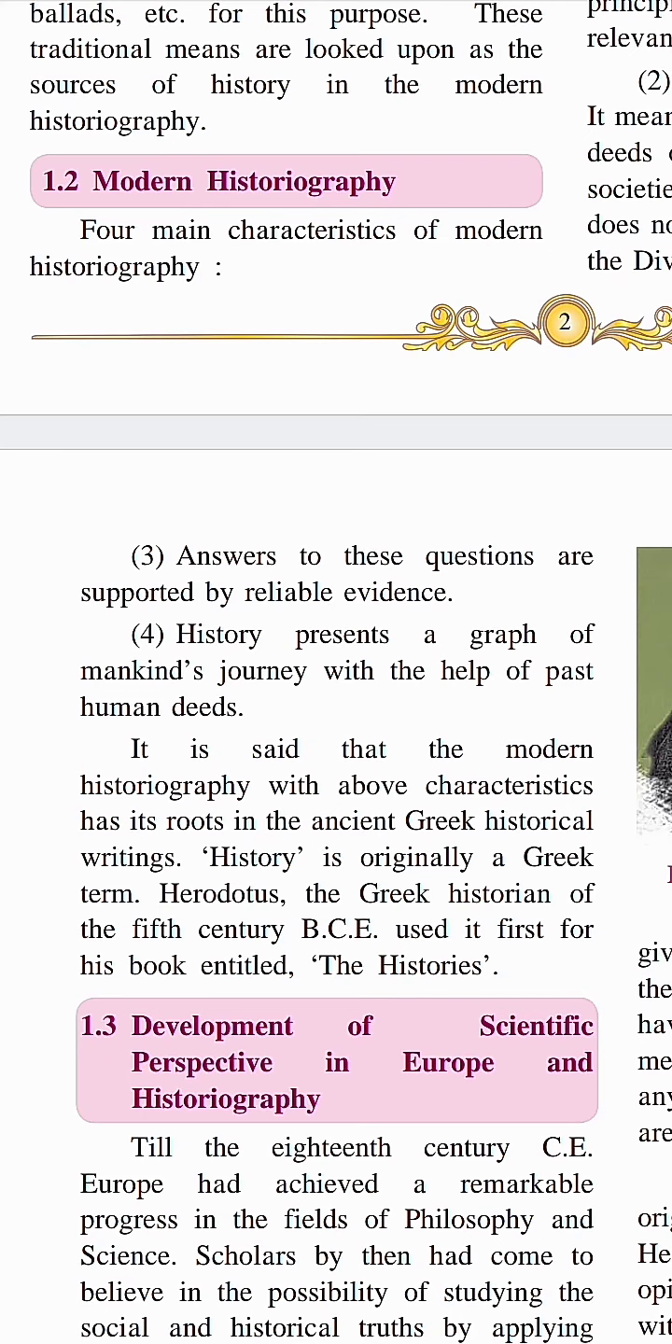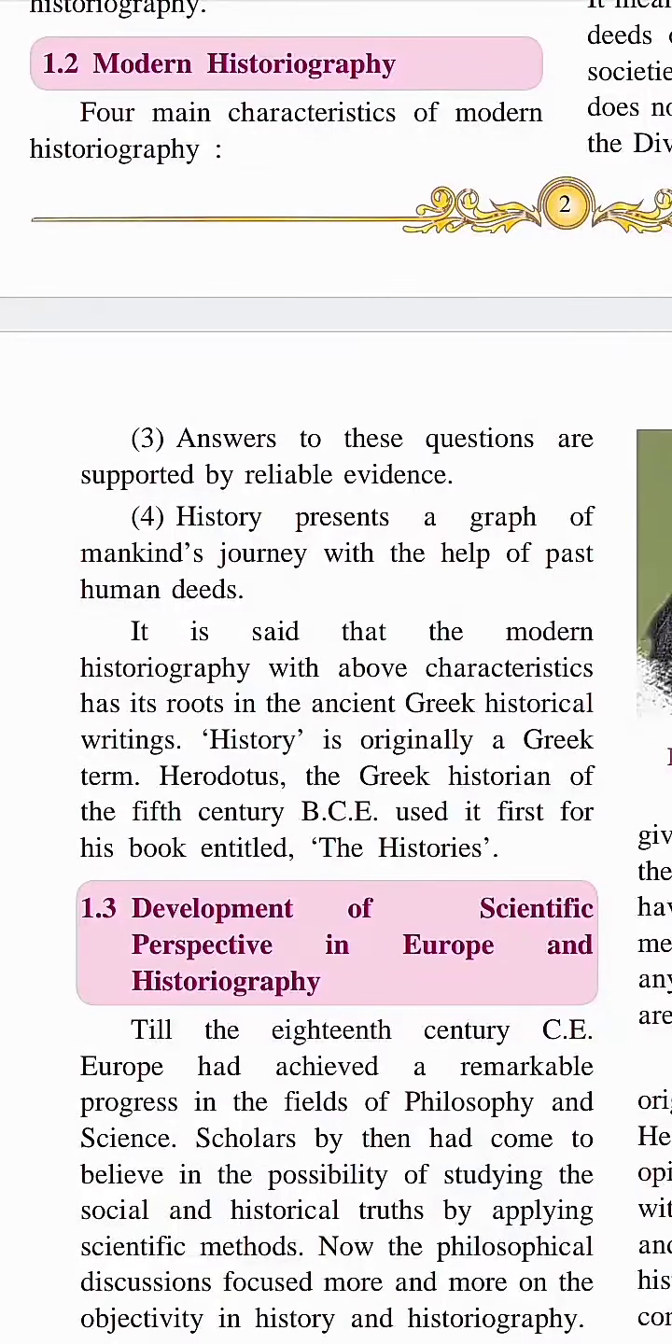The third characteristic is that answers to these questions are supported by reliable evidence. When a question is asked, and you get a desirable answer to those questions, and the evidences are there, that proves that your historical research is correct, your narrative is correct. And last but not the least, history presents the graph of mankind's journey with the help of past human deeds. I repeat, history presents the graph of mankind with the help of past human deeds.